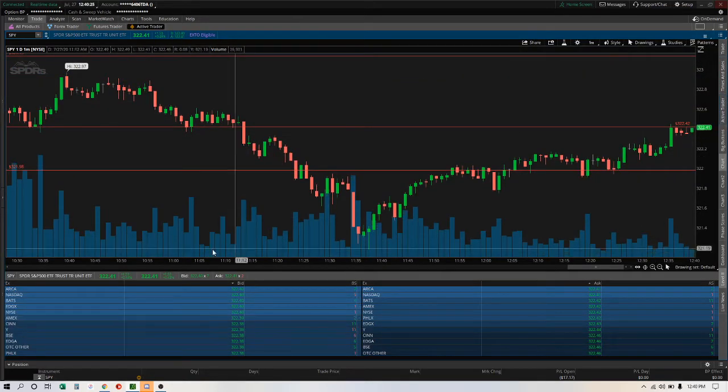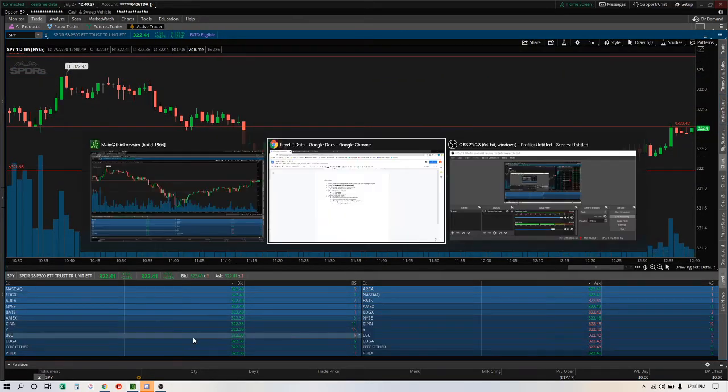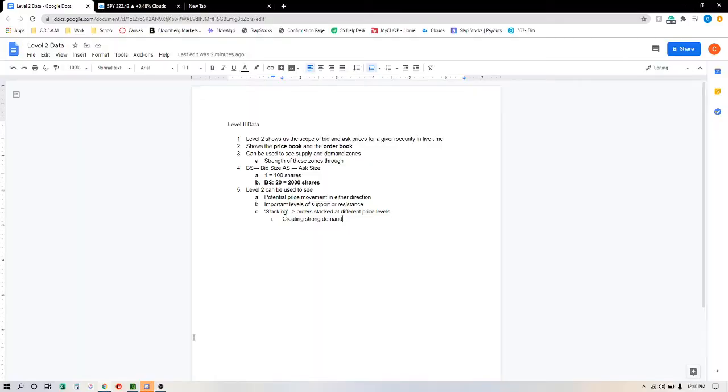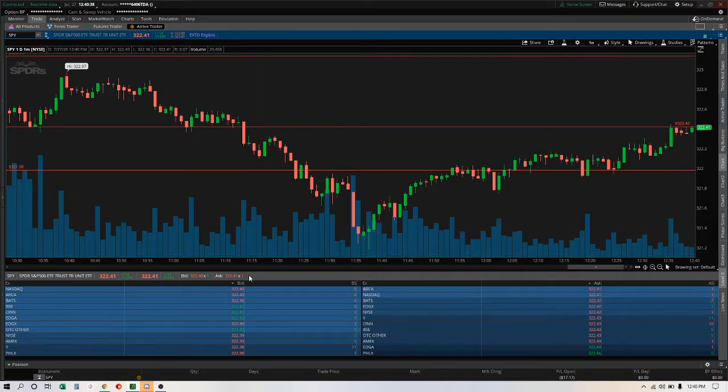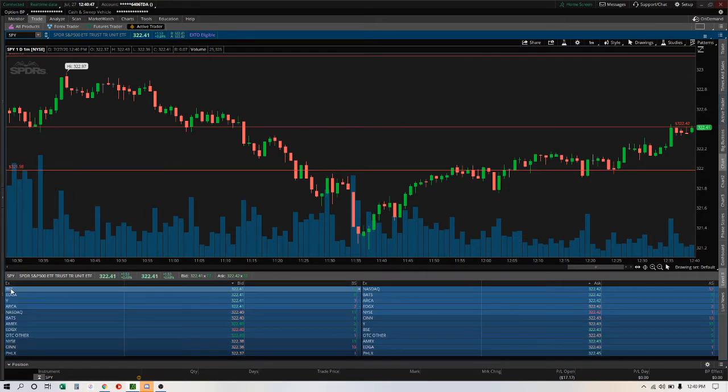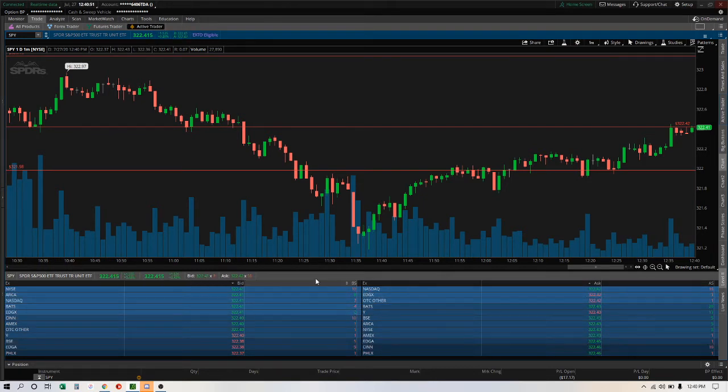What level 2 is, it shows the price book and the order book. It's giving you the scope of bid and ask prices for that stock across all of these exchanges. You can see that right here, this is the exchange for both of them. This is the bid, this is the ask, and then BS here is bid size, and this is ask size.